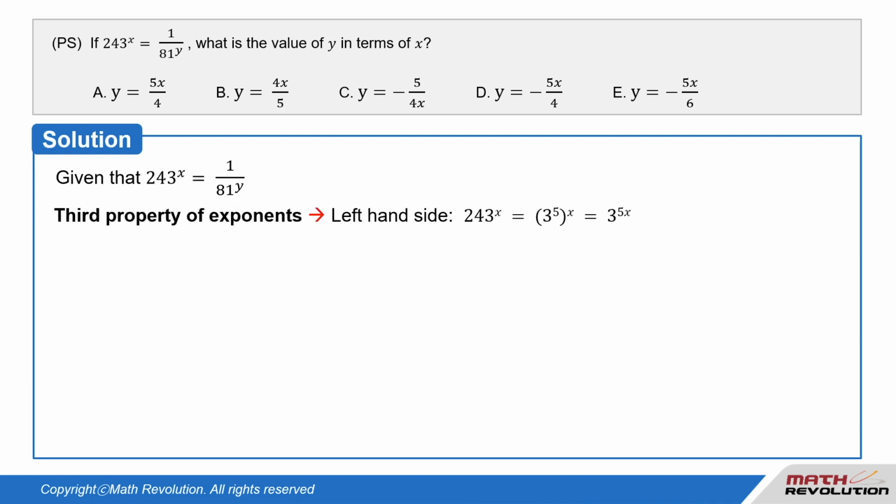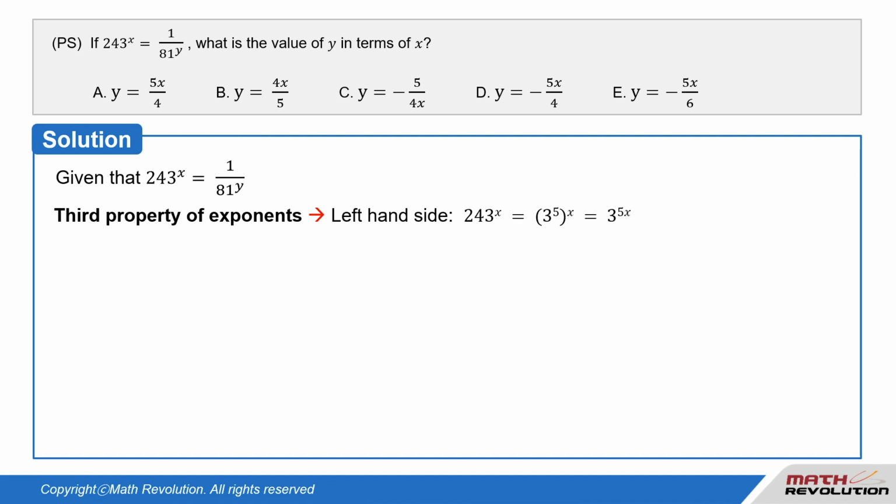Now, we are given that 243 to the power of x equals 1 whole over 81 to the power of y. Let's take the left-hand side and get it in the same form as the right-hand side so that we can compare the two sides.